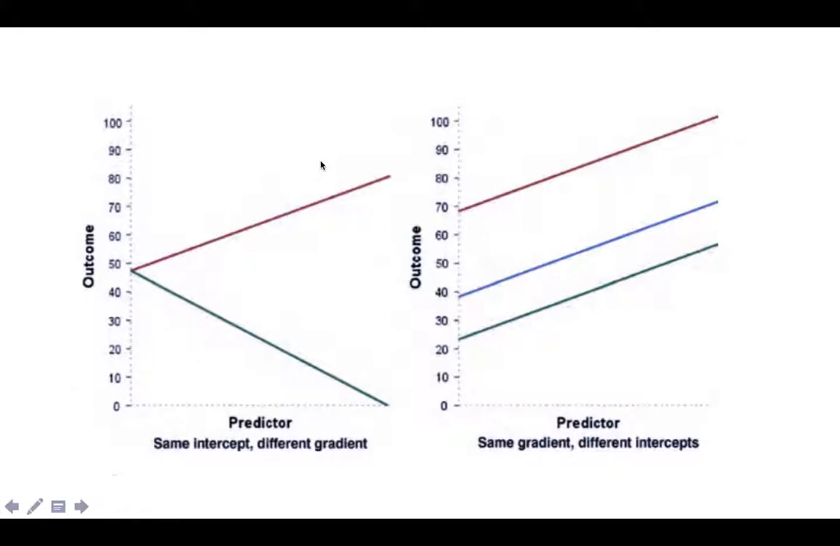To exemplify or visualize the intercept and the gradient, you can look at these two graphs. In the first figure, there are two different lines with different gradients but the same intercept. The intercept is the point where they reach the y-axis. The second graph has three different lines with the same gradient but different intercepts. It's also important to note that the y-axis is always the outcome and the x-axis is always the predictor.